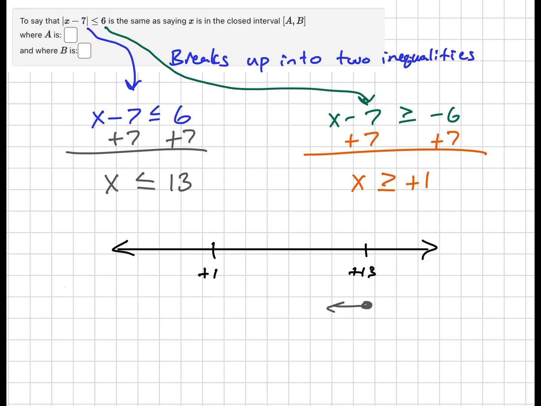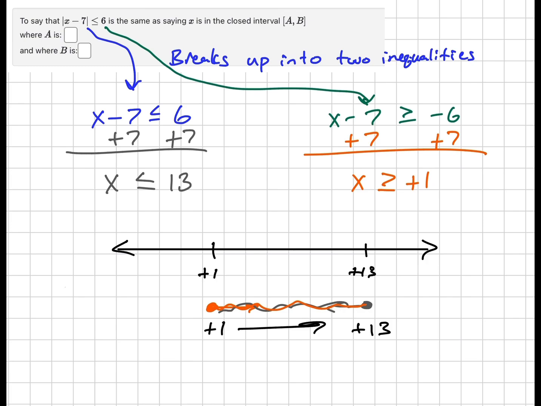My other inequality says x is greater than or equal to positive 1. So it's going to start at this positive 1, right? I'm going to get it right here. It's included, it's equal to, and it's going to shade that way. Obviously, when you see that, we can see where these two are going to overlap. They're going to overlap right here on that interval. My interval is going to go from the positive 1 all the way to the positive 13.